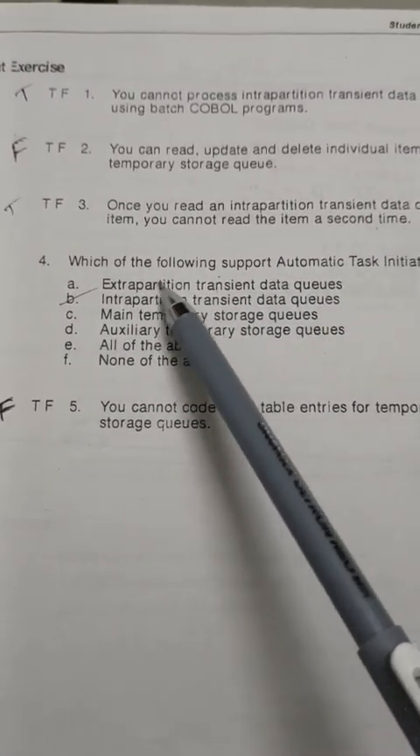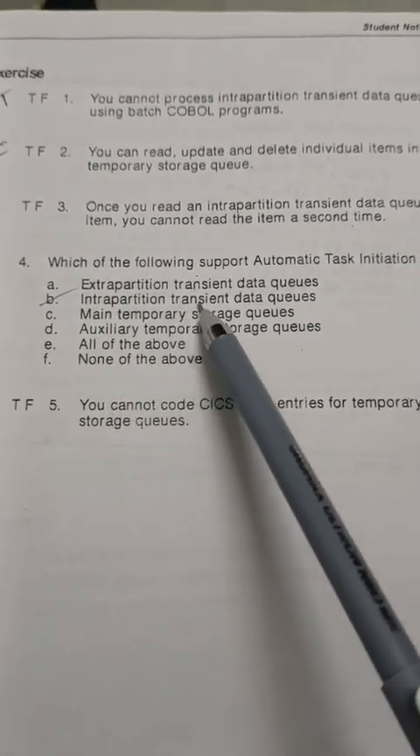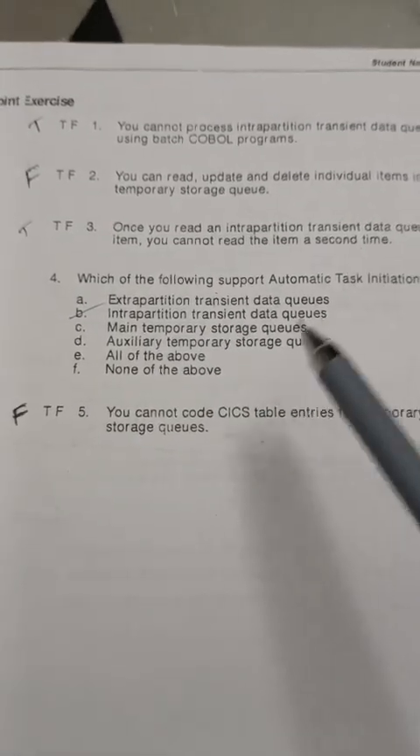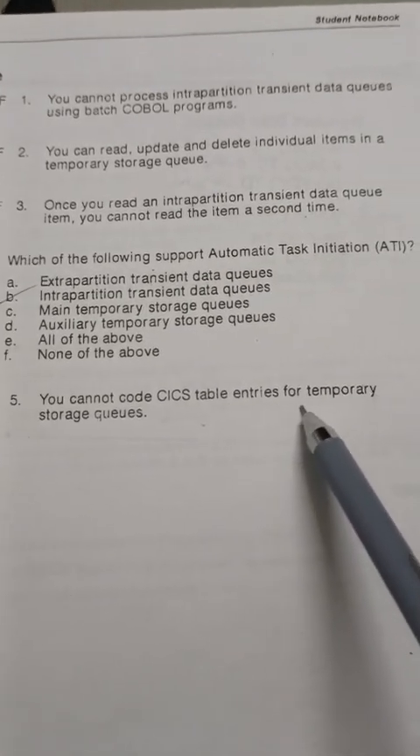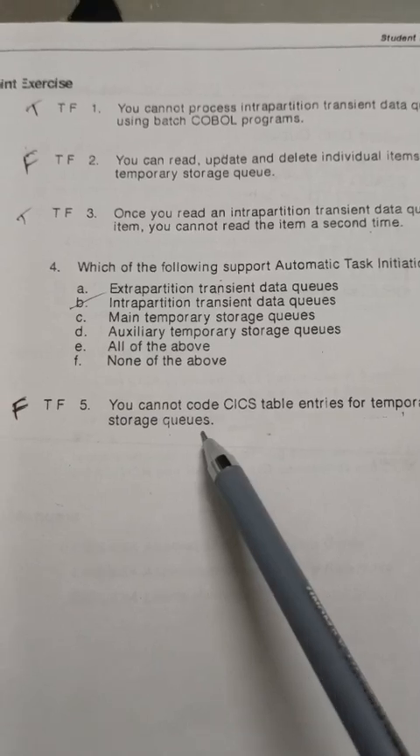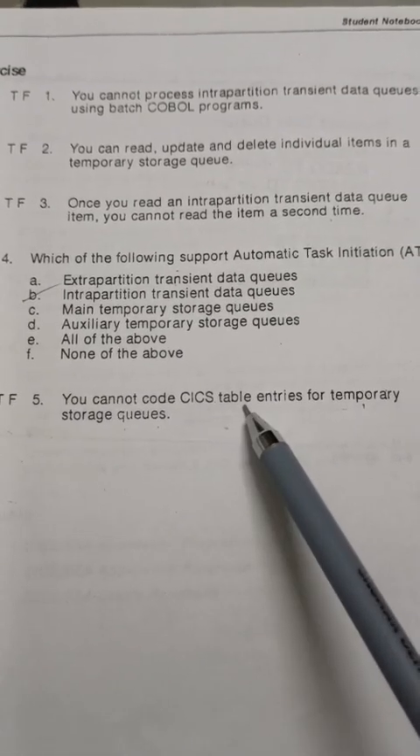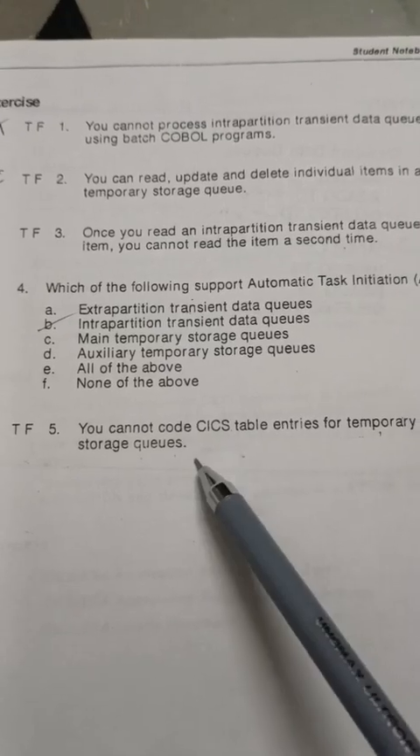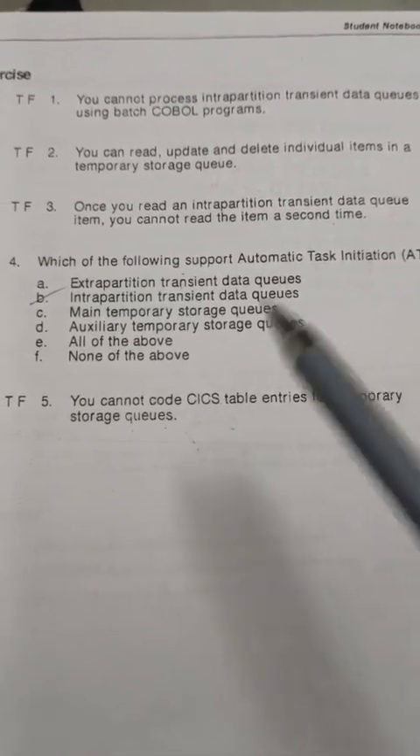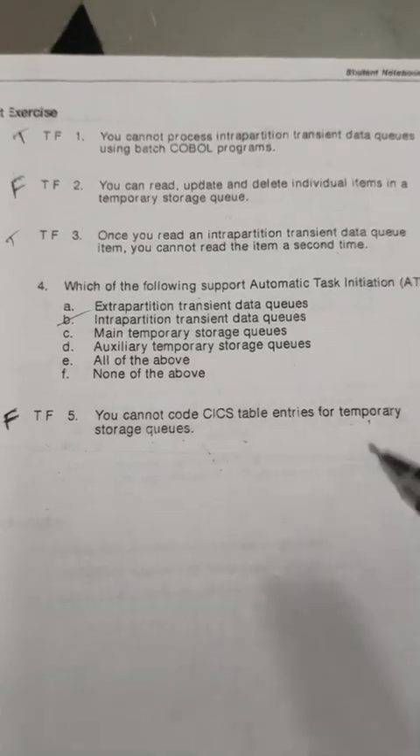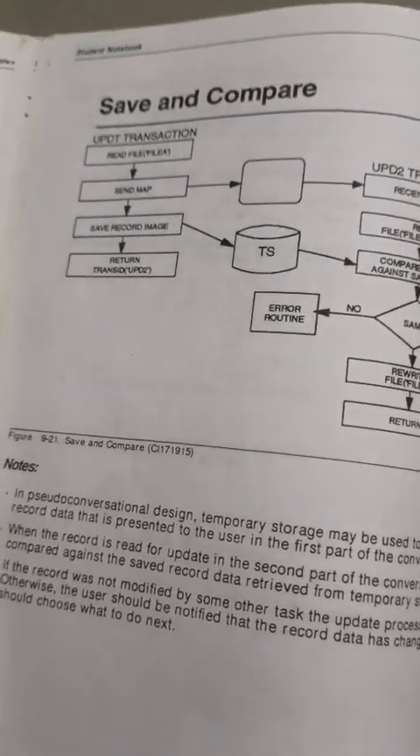And next, which of the following supports automatic task initiation? Only intra-partition supports automatic task initiation. Next question: you cannot code a CICS table entry for the temporary storage queue. No, false, friends. We have to mention that TSQ ID in the TST table. If you do not mention it in the TST table, you cannot access the queue here. You should mention the queue ID in the TST table.